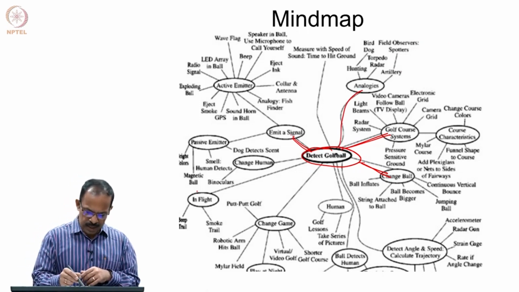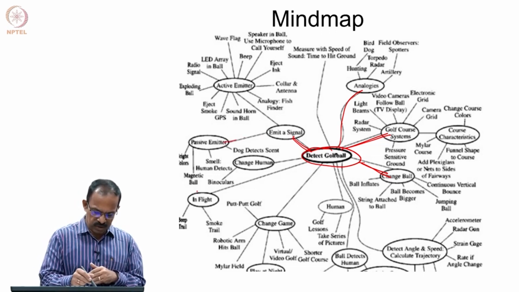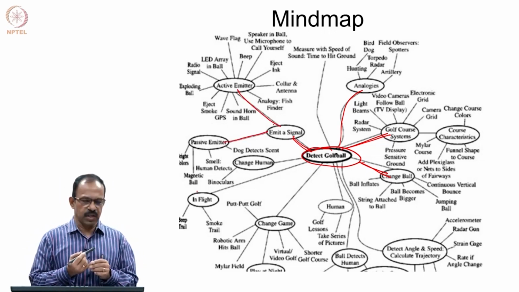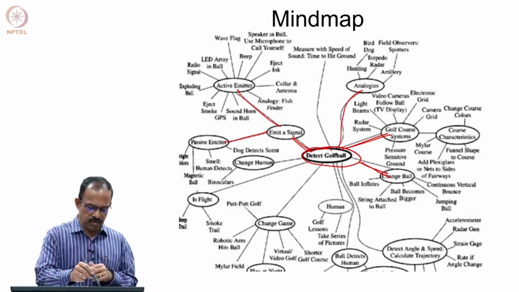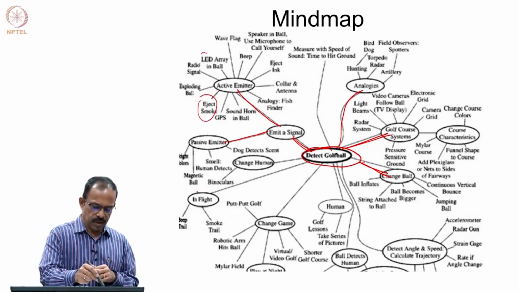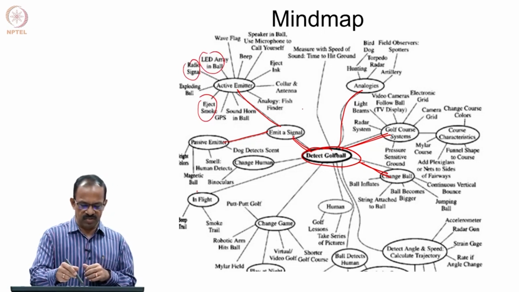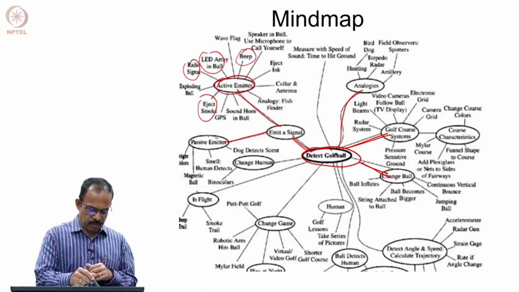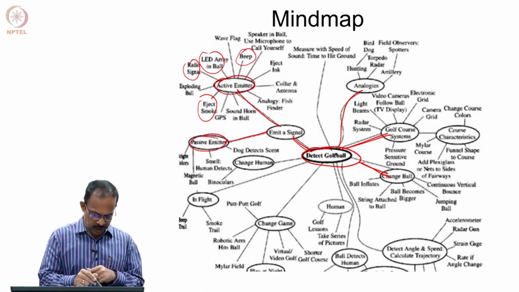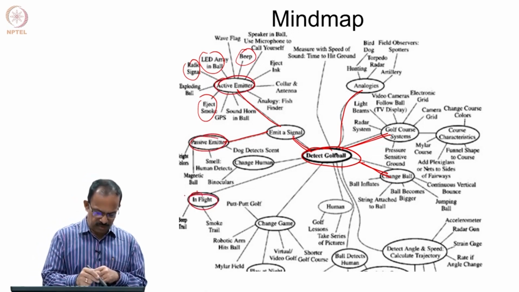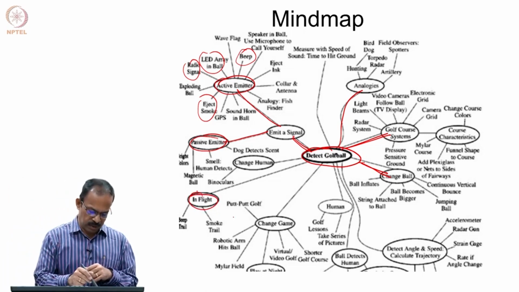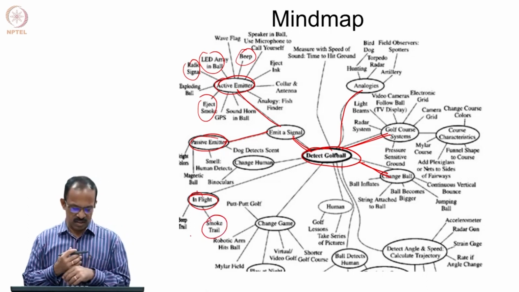And then under emit a signal, again you can see passive emitter or active emitter. You can have a passive emitter, which is smell and other things, or active emitters like smoke, LED, radio signal, etc., or a beep sound. So, these are active emitters and passive emitters, and then you have smoke trail, that is in flight. You can have a smoke where the trail of the smoke can be checked to find out the location.